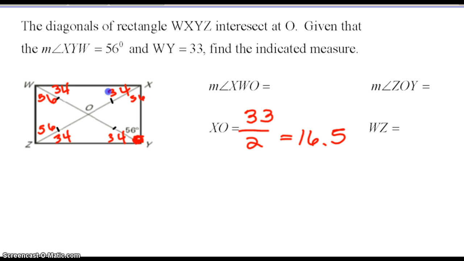Now, I asked you for XWO, which is 34 degrees. I asked you for ZOY. Now, you've got to be a little careful. ZOY is right here. We haven't found that yet, but we have two angles in a triangle with one missing. So how am I going to find that?